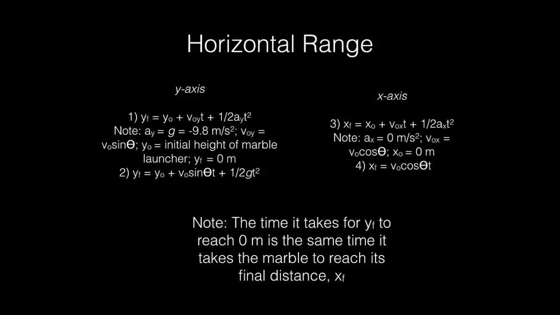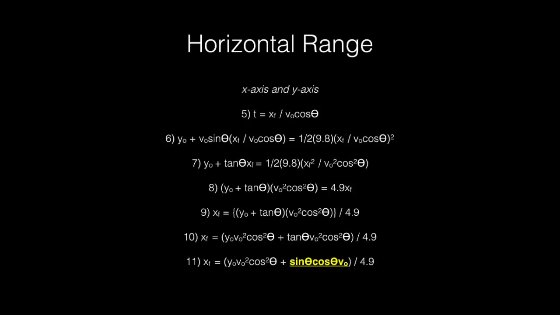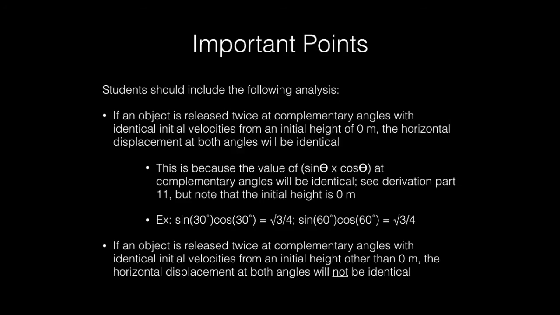In Experiment 2, students will experimentally support the idea that complementary angles will result in the same horizontal displacement when shot off at an identical initial velocity and an initial starting point. The following 2 slides show mathematically why complementary angles have the same horizontal displacement. Students should include the following analysis in their lab report.